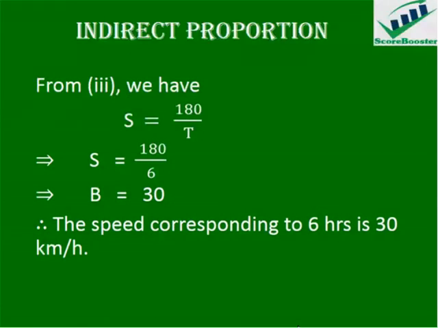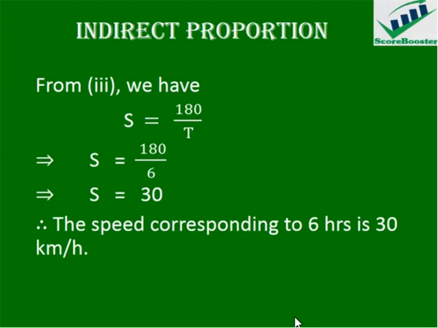We also use the relationship from the third equation, which is S equals 180 over t. We are given the value of t to be 6, so S is 180 over 6. So S will be equal to 30. Therefore, the speed corresponding to 6 hours is 30. That is, if the car is running at a speed of 30 kilometers per hour, it's going to use 6 hours. And that's the solution of the examples.